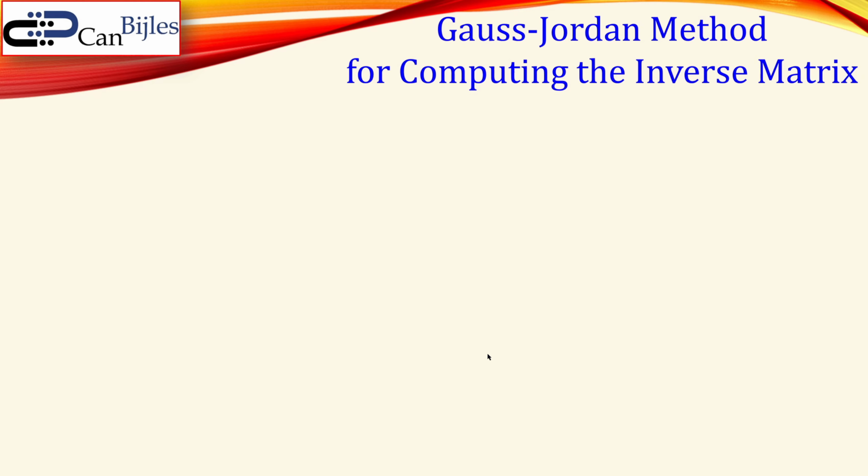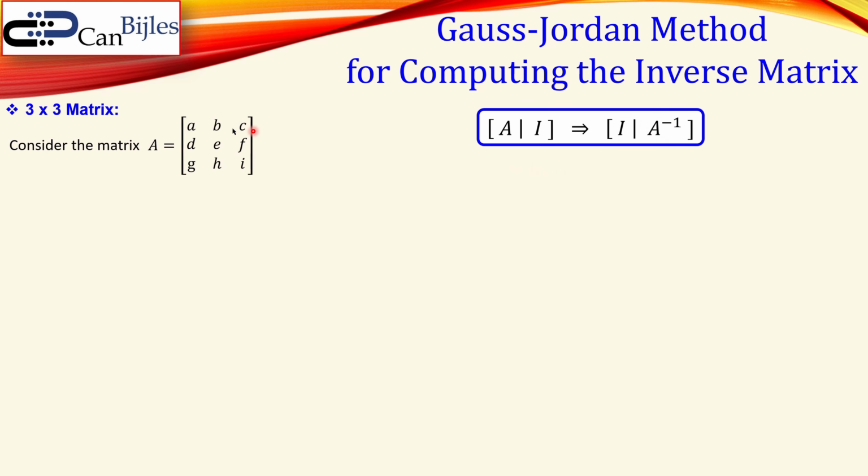Let's start first with the Gauss-Jordan method for computing the inverse matrix. Now, the procedure goes like so. We have a matrix A. We add to that an identity matrix with the same dimension, and then we proceed with Gaussian elimination, Gauss-Jordan elimination, in order to get an identity matrix here, and then you get your inverse matrix on the right side. So consider in general this matrix A, B, C, D, E, F, G, H, I, so 9 elements.